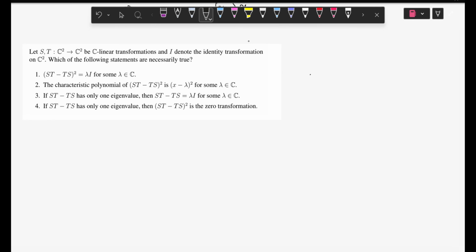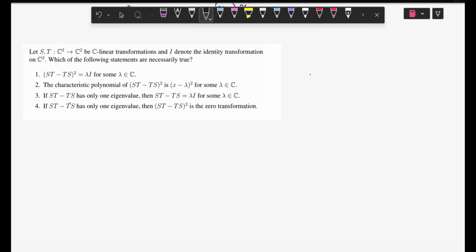Now let's solve the next question from linear algebra. The question is saying that S and T, C2 to C2, are C-linear transformations, and I denotes the identity transformation on C2. Which of the following statements are necessarily true? Option 1 is saying that (ST minus TS) whole square is equal to lambda I. The characteristic polynomial of (ST minus TS) is (x minus lambda) whole square for some lambda belonging to C. If ST minus TS has only one eigenvalue, then ST minus TS is equal to lambda I. If ST minus TS has only one eigenvalue, then (ST minus TS) whole square is the zero transformation.